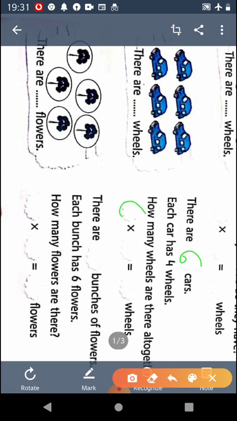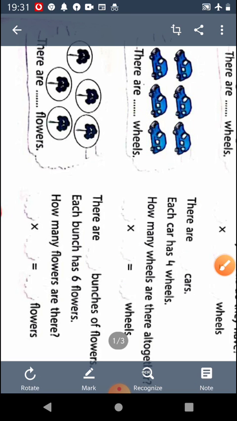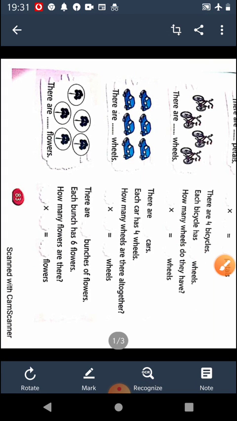6 cars having 4 wheels each. 6 4s are 24. So there are 24 wheels. Okay. And next example is, there are dash bunches of flowers. How many bunches of flowers can you see here?